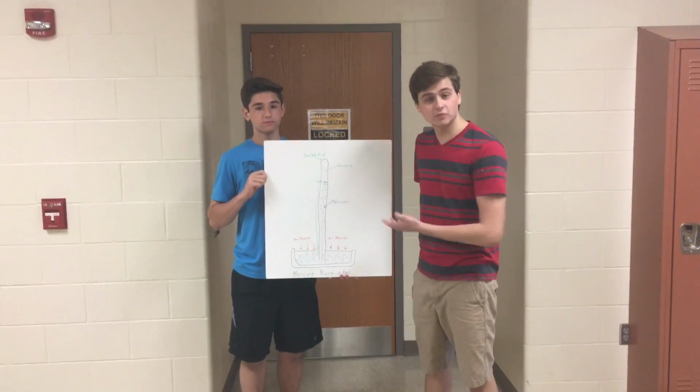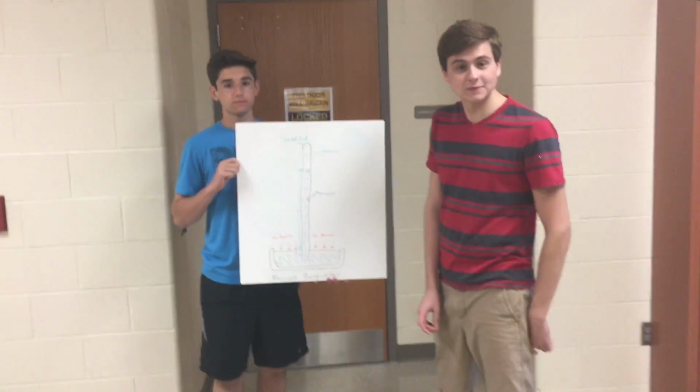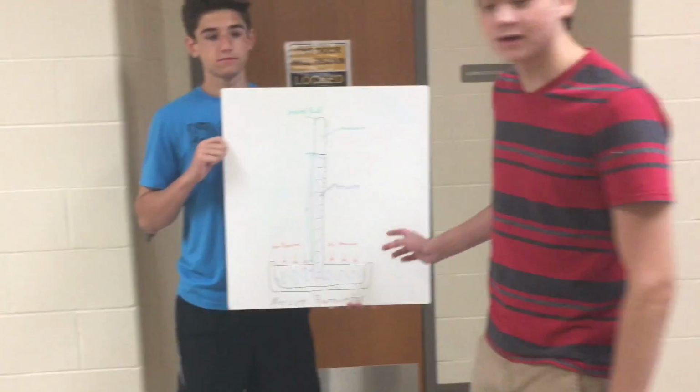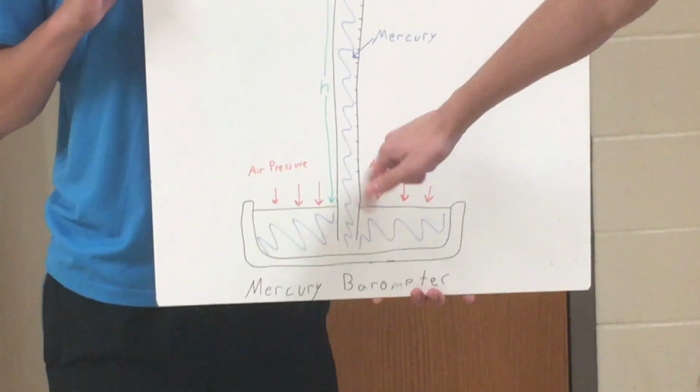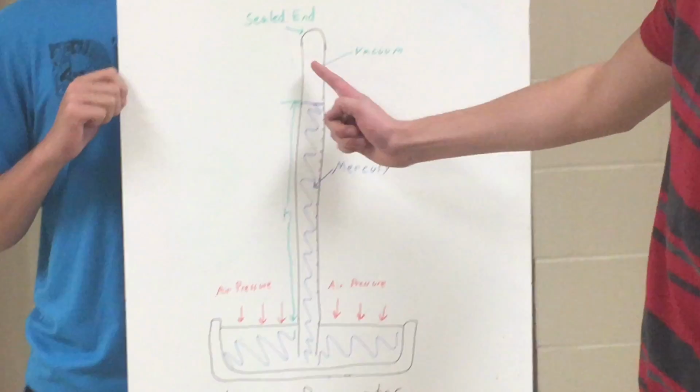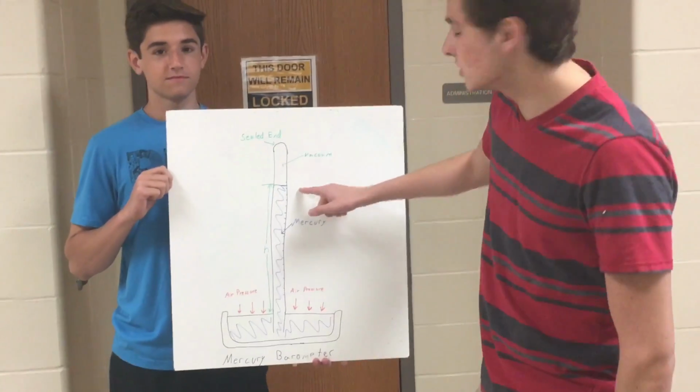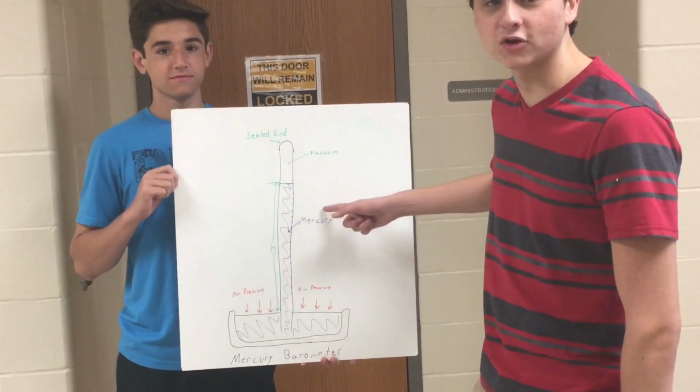This is a mercury barometer. It measures atmospheric pressure. The atmospheric pressure pushes down here and causes this blue stuff, which is mercury, to come up here. And it measures the pressure in millimeters of mercury.